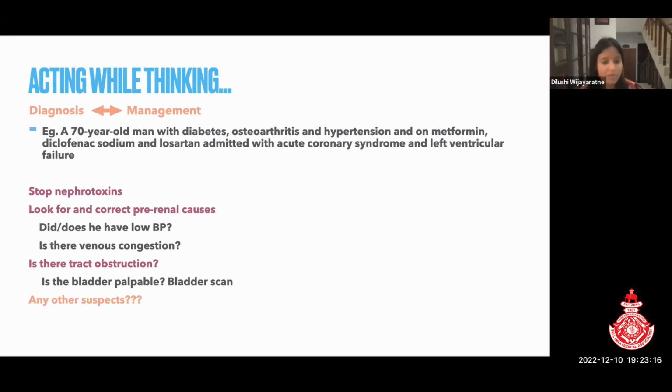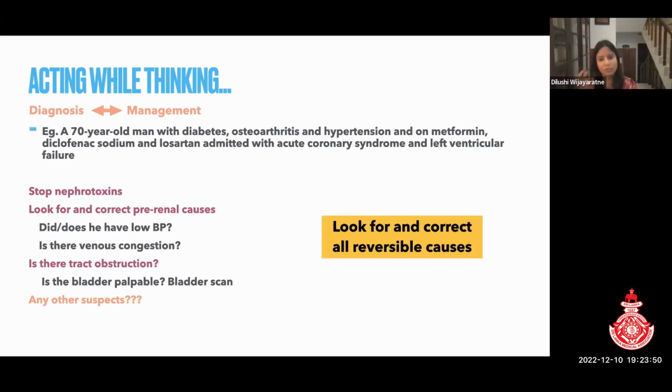Is there tract obstruction? So we look to see if the bladder is palpable. If it's palpable, we have a clear answer, but sometimes we need to go a step further and do a bladder scan. And maybe even another step further and do an ultrasound scan of the kidneys. So the probability of this being some other kind of stone disease is a bit unlikely, but if you don't come up with a cause, then that is something you need to do. And always ask yourself, are there any other suspects? Like, has he been taking any Ayurvedic medicine, for example? The important thing is to look for and correct all reversible causes. Because if you don't do that, then you are going to get into worse trouble later on.